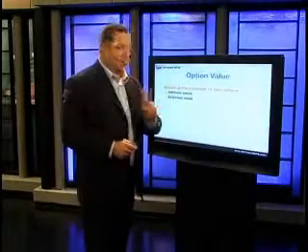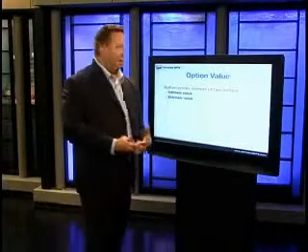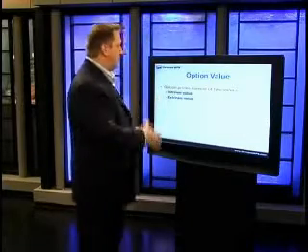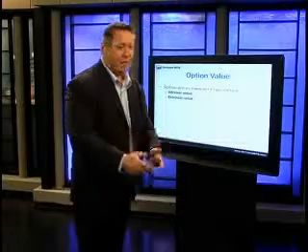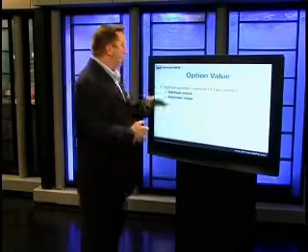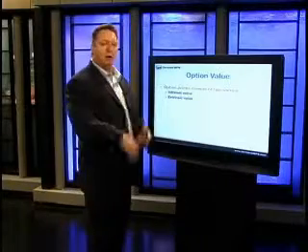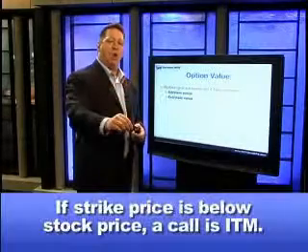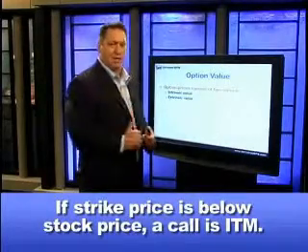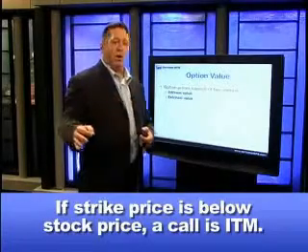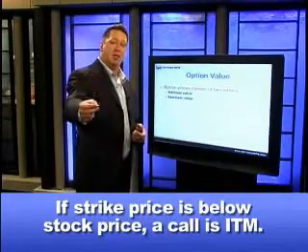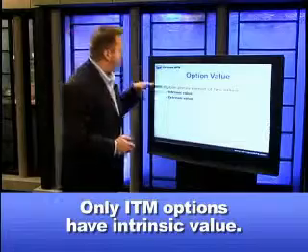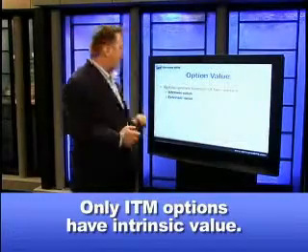Now, we know that options have two separate values. One is intrinsic, and only in-the-money options have intrinsic value. It's the amount that the option is in the money. We've talked about that calculation in the beginner class. We described in-the-money calls as any call whose strike price is less than the current stock price, and an in-the-money put as a put whose strike price is higher than the current stock price. And we said only in-the-money options have intrinsic value.